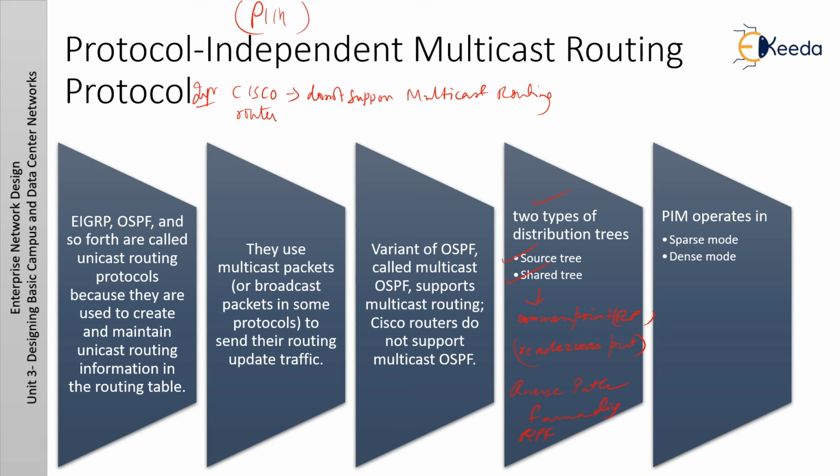So PIM operates in two different modes. First is sparse mode and second is dense mode. Sparse mode uses a pull model to send multicast traffic. It uses a shared tree and therefore requires an RP to be defined. Sources register with the RP.